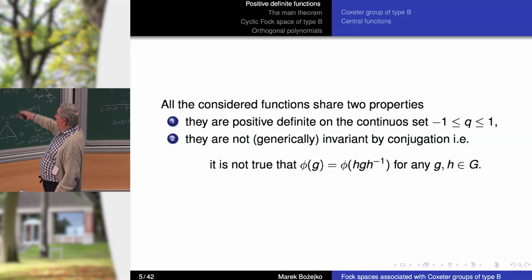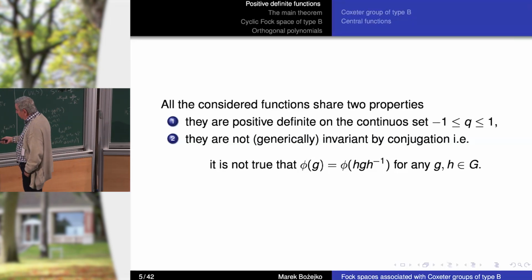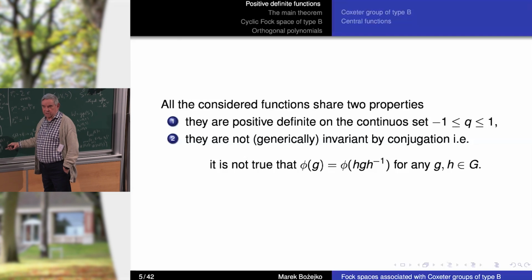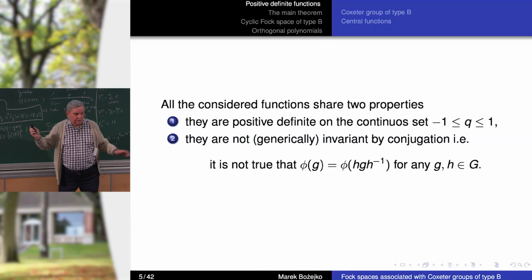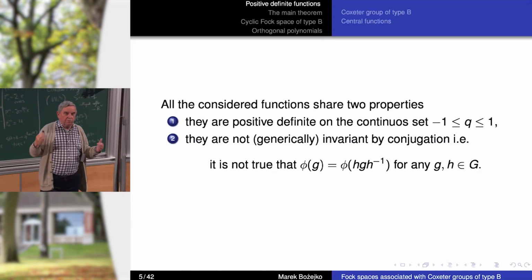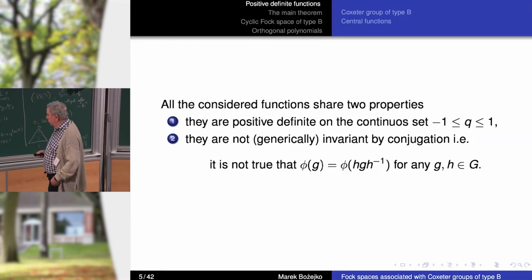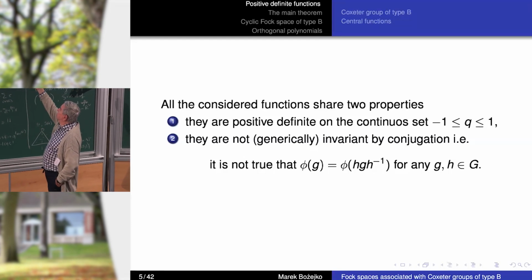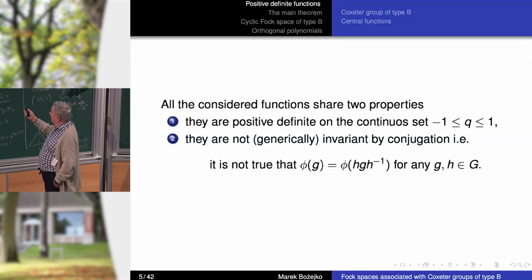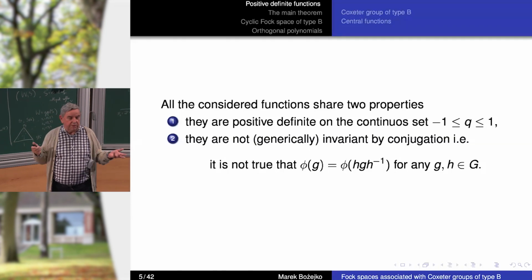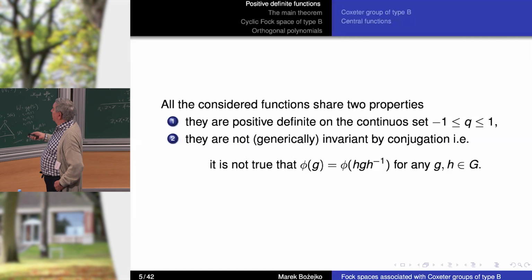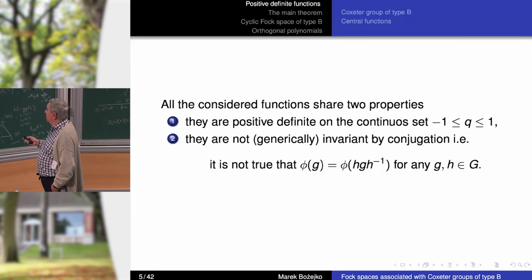What is interesting is that these functions, unfortunately, are not central functions, so they are not constant on conjugation classes. Of course, Q equal 0, 1 and minus 1 is okay, but otherwise it is not. So we couldn't use this. So with Guta we extended to the case when that function should be invariant. It's much easier because you are coming to commutative analysis in some sense.